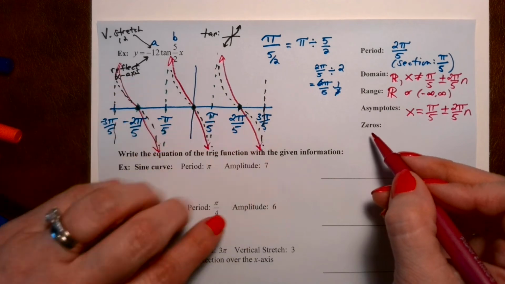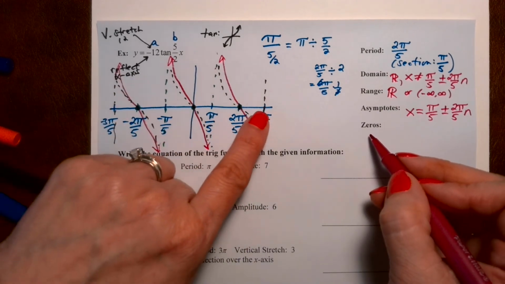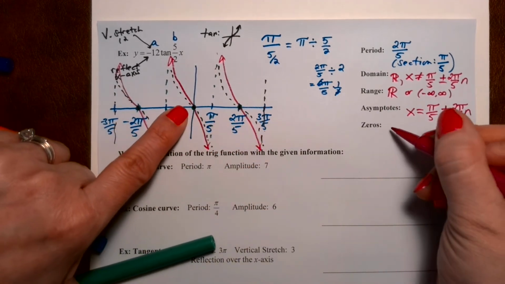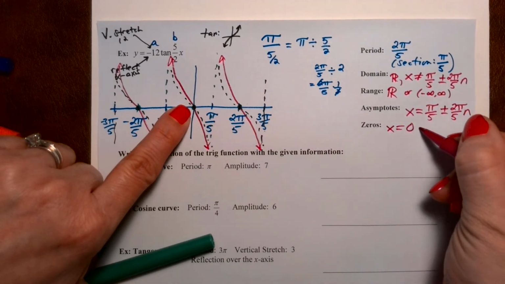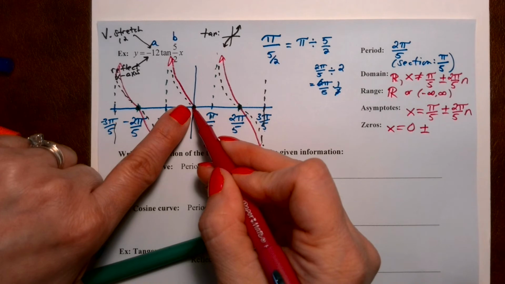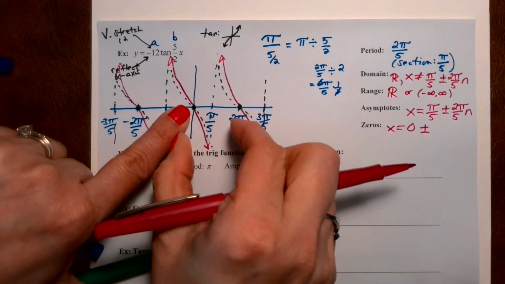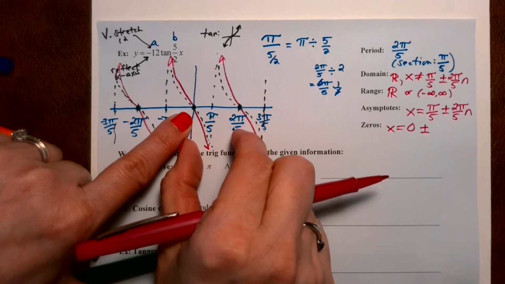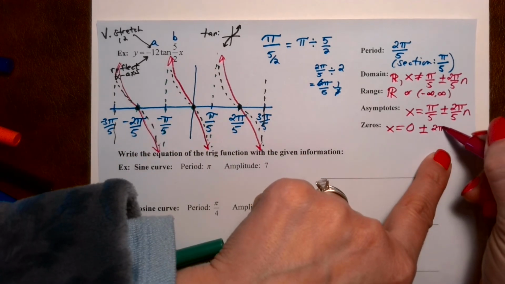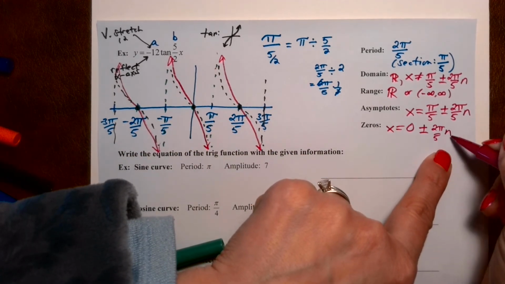Does this tangent graph touch the x-axis? Yes, it does. Okay, where? The first one is right there at 0. Plus minus, what's the space to the next 0? 2 sections again. 1 out of 5, 2 out of 5. 2 pi over 5n.